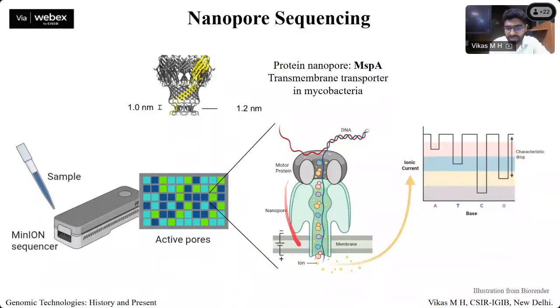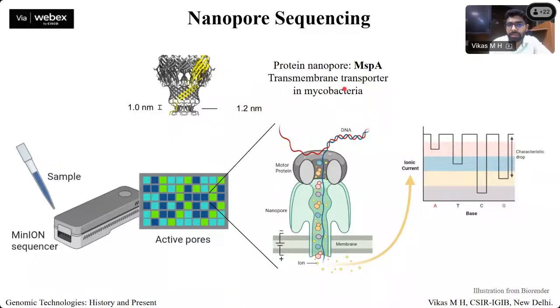So how does this work? The nanopore used in the process is a protein nanopore taken from the transmembrane of a mycobacteria. It is called MspA. This is the latest protein that nanopore technology is using, and the size and shape of this particular protein allows us to sequence the DNA.